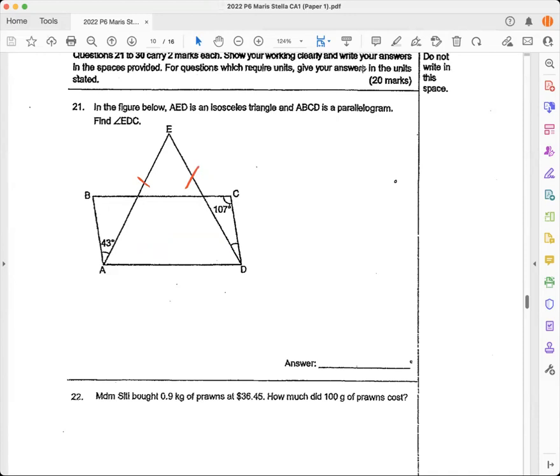Now, this is a parallelogram. Parallelogram means this is parallel to this, and this is also parallel. So in a parallelogram, the properties are like this. If they are parallel, this angle is equal to this angle. All right? They are equal. So if this is 107, this has to be 107. So 107 minus 43, I'll get this portion, this angle. And that gives me 64. So this is 64.